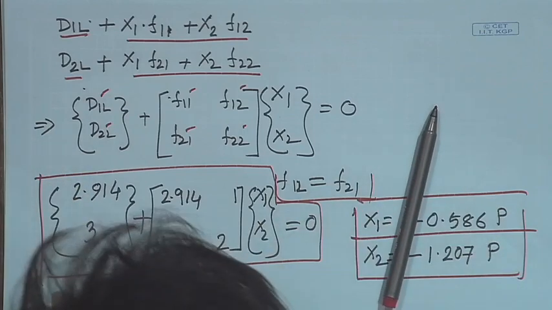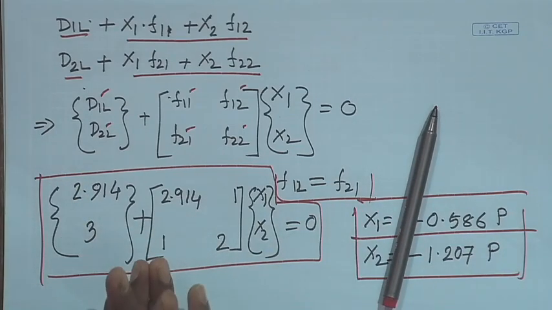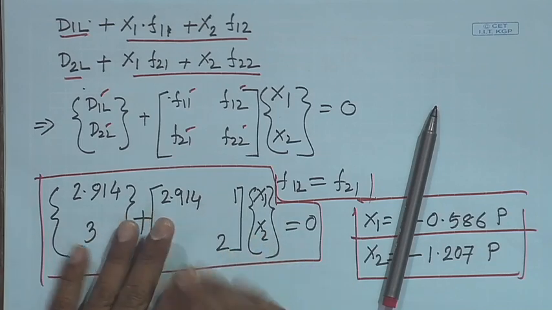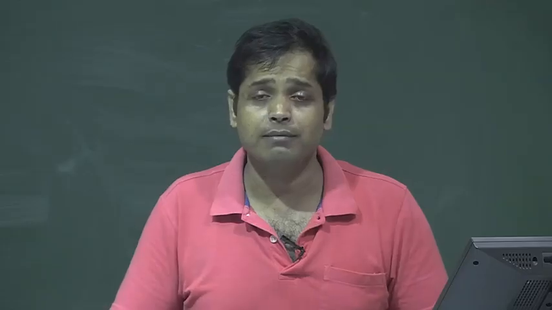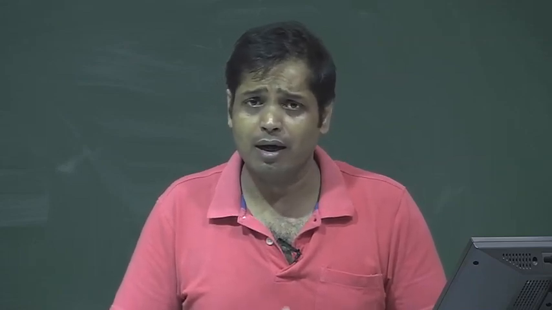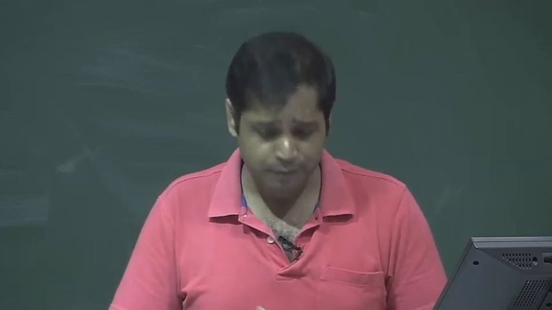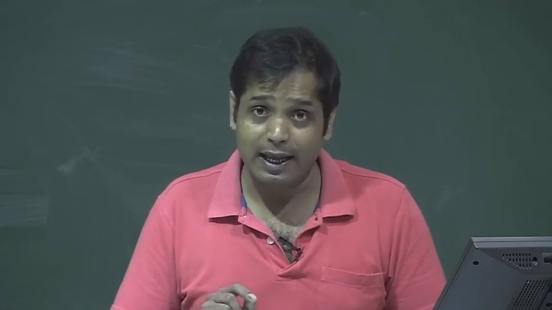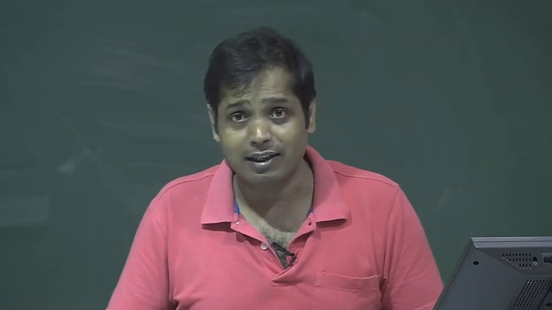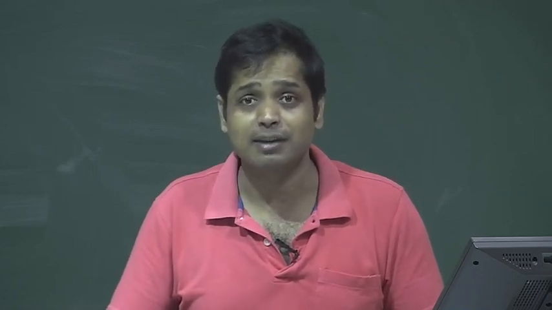So, that is again the method of consistent deformation applied to a truss. In this case, we have seen the number of redundant forces is 2. But here, both the redundants are external redundants, that is, redundants due to the support reactions.